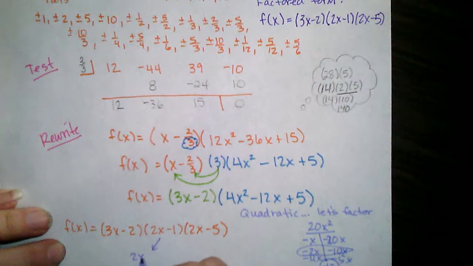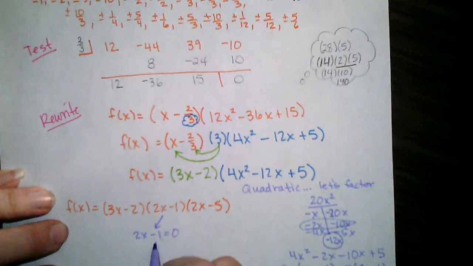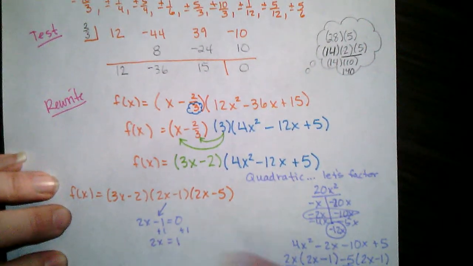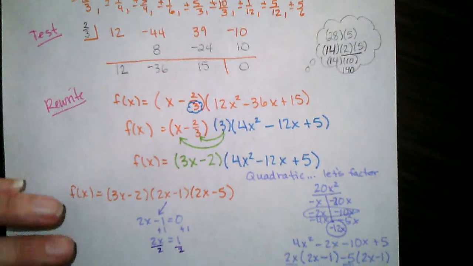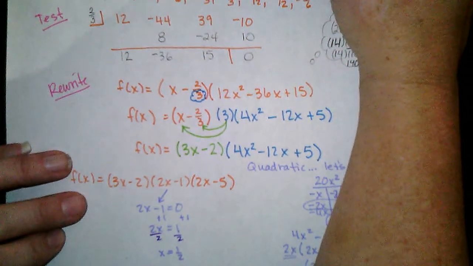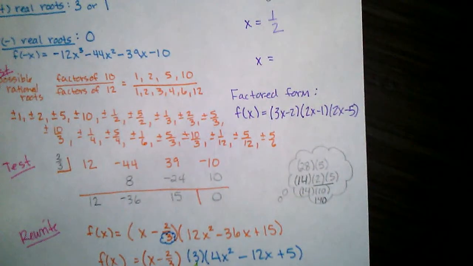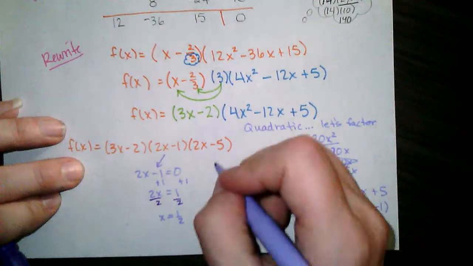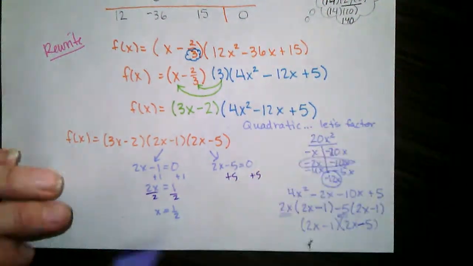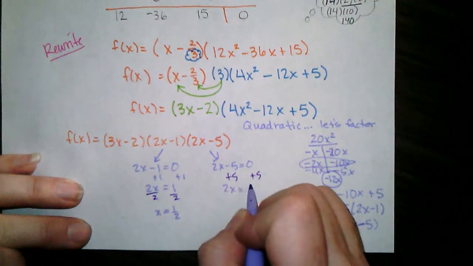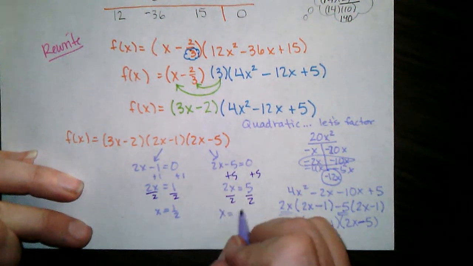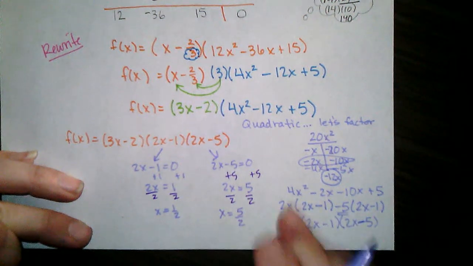So I'll go 2x minus 1 equals 0. Add the 1 over, so 2x equals 1. And then when I divide both sides by 2 to solve for x, there's my fraction. x equals 1/2. So my other root is x equals 1/2 for one of them. And then set 2x minus 5 equal to 0. So add 5 over, so we get 2x equals 5. Divide both sides by 2, and there's my fraction. x equals 5/2. So that's my other root.